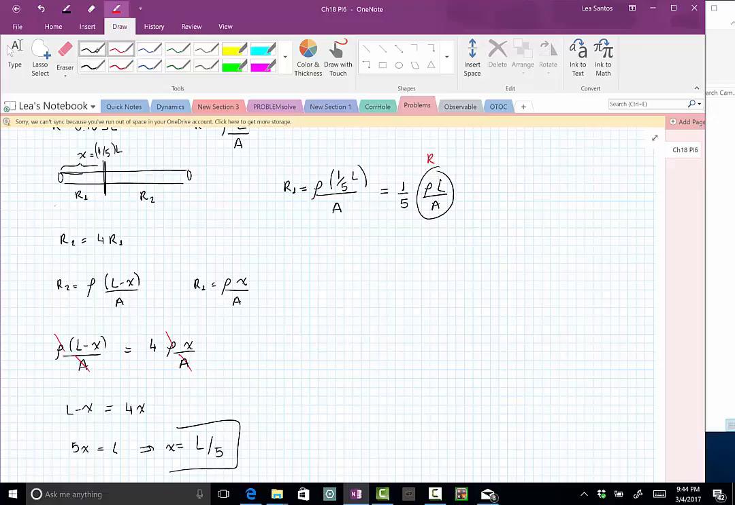Now for the large one, R2. R2 is rho times (L minus X), and L minus X means L minus 1/5 of L, divided by the area. 1 minus 1/5 is 4/5. So I have 4/5 here, and everything else, rho L over A, is what gives us the original resistance. So you see that the new resistance of the larger piece will be 4/5 of the original one, 4/5 of 0.1 ohms.